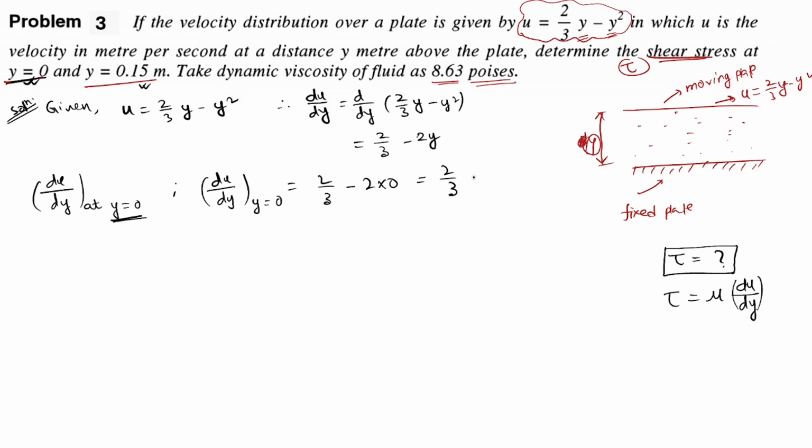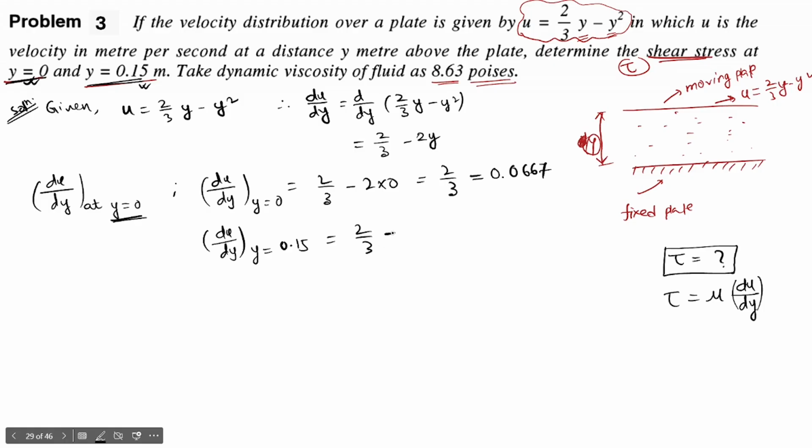And 2/3, if you just calculate it, you will get 0.667. So this is the value of du/dy at y equal to 0. And what is the value of du/dy at y equal to 0.15? So I will figure that out as well. du/dy at 0.15 is equal to 2/3 minus 2 into 0.15. If you just calculate this, you will end up getting 0.367. So I have already found the desired parameters for du/dy in two cases, y equal to 0 and y equal to 0.15.